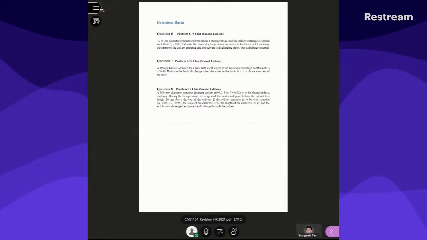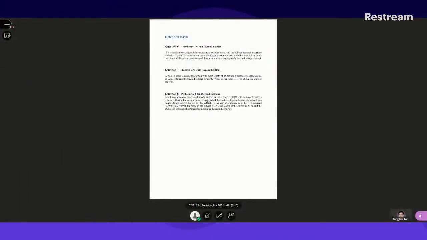Now, question 6. Let's start by looking at the question. Question 6 is a 45 cm diameter concrete covered drain storage basin. The entrance is shaped, so the CD is 0.8, and we estimate the basin discharge when the water in the basin is 1.1 meter above the center of the covered entrance, and the cover is discharged freely into a drainage channel.